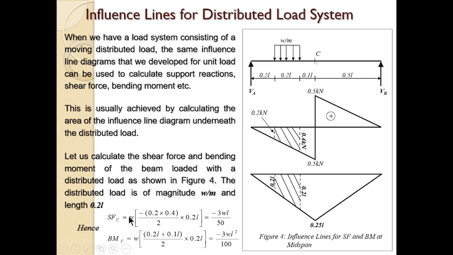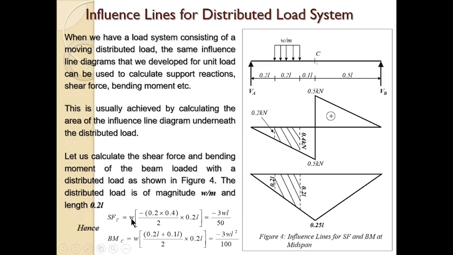So we want to find the shear force at C. This is the influence line for shear force at C. To find the shear force at C, we position the load exactly where it was, and we find the area beneath the load on the influence line. So this is this shaded portion. Remember that the influence area here is a trapezium. The area of a trapezium is half the sum of the two parallel sides times the height. So what is the area of this?